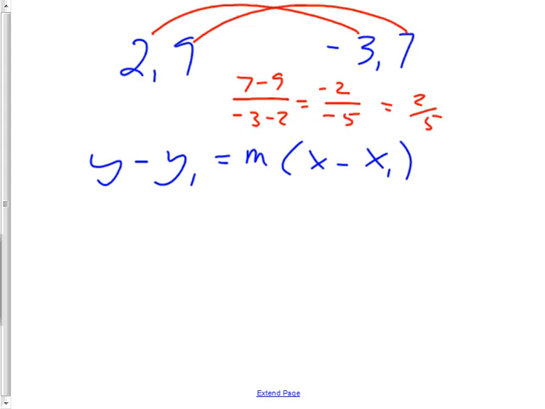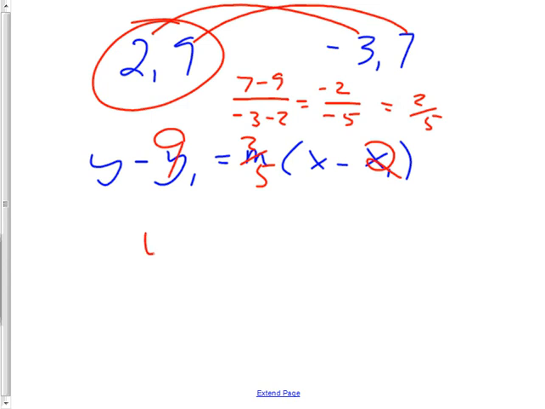Anybody get the same thing as me for the slope? Good. 2/5 goes there. And then which point do I pick? I'd always pick the one that was both positives because you're less likely to screw up a negative. Now I'm going to pick the x's, just actually x sub 1 is 2, and the y sub 1 is 9. And now I got my y minus 9 equals 2/5 times x minus 2. Raise your hand if you had that one right. Awesome.